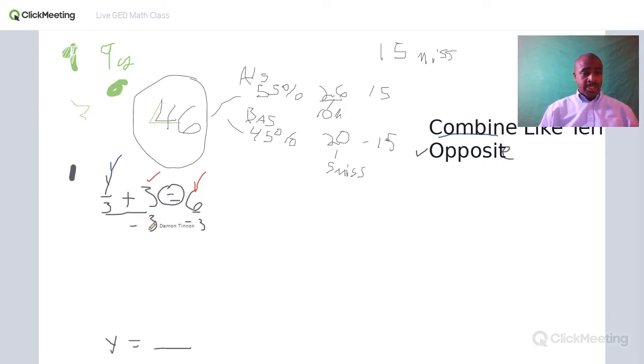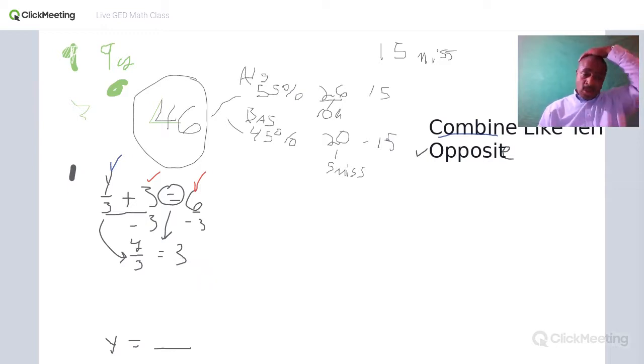So 3 minus 3 is 0. Then I'm just going to bring my y over 3 down. That just drops down, and my equal sign drops down. And then 6 minus 3 is 3.